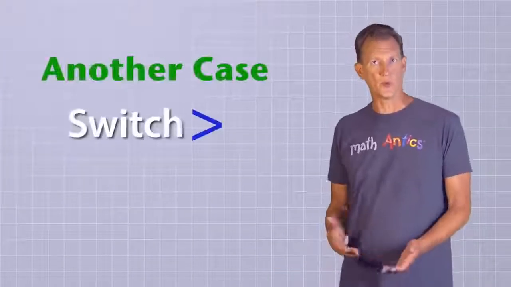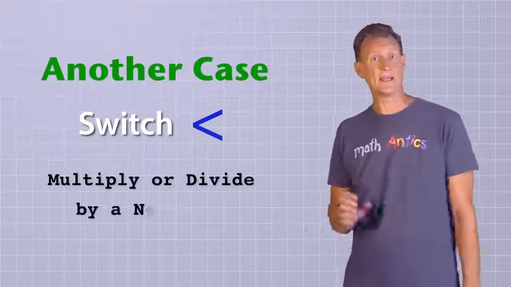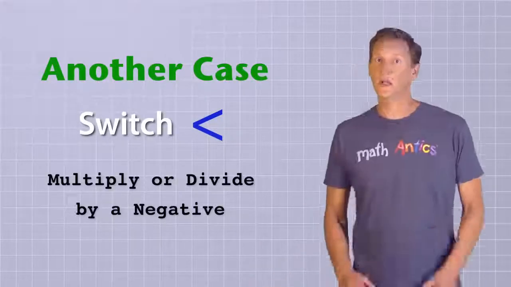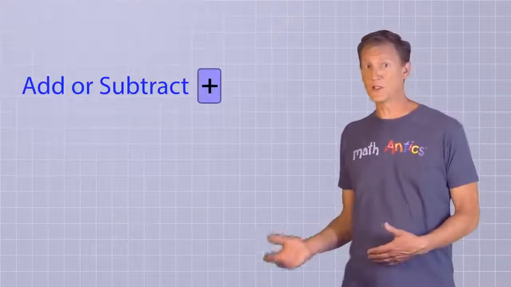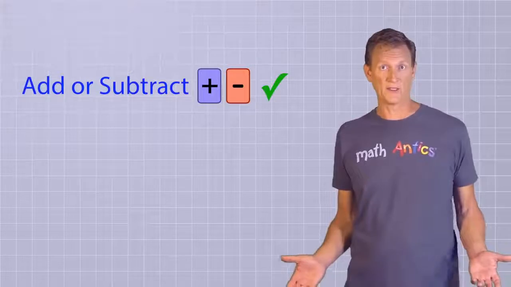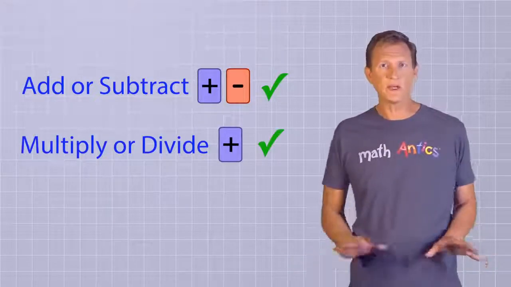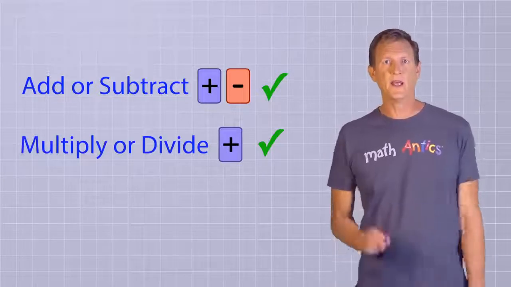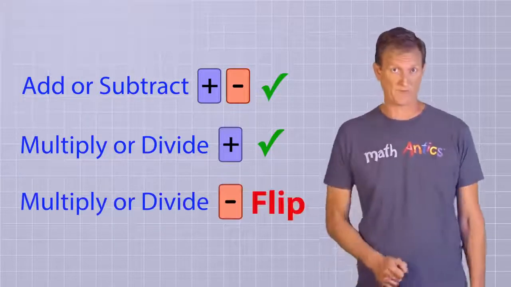Another case where you need to switch the inequality sign is whenever you multiply or divide both sides by a negative number or term. You don't need to do this for any other operations. You can add or subtract positive or negative terms from both sides, and you can multiply or divide both sides by a positive term without needing to switch the inequality sign. It's only when you multiply or divide both sides by a negative that you need to flip it.